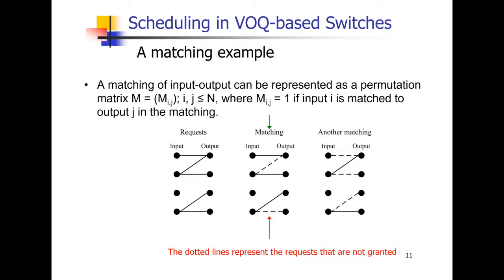The matching is not unique. You can find many matchings for the same set of requests. This is, for example, another matching. You can see that instead of selecting the first two cells to be transferred, this one has been selected, and this one is being selected instead of the other one. So we have several possible matchings for the same set of requests.